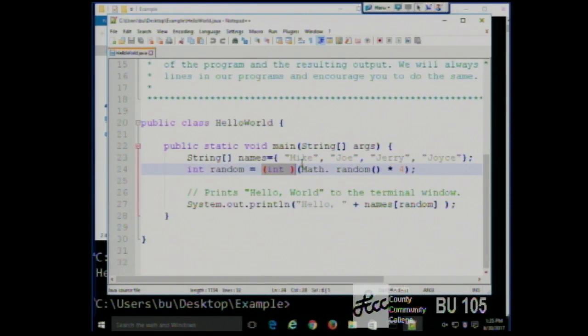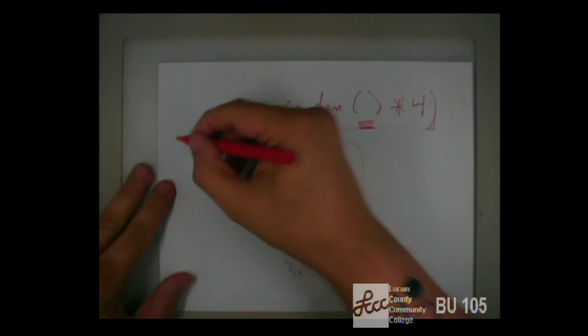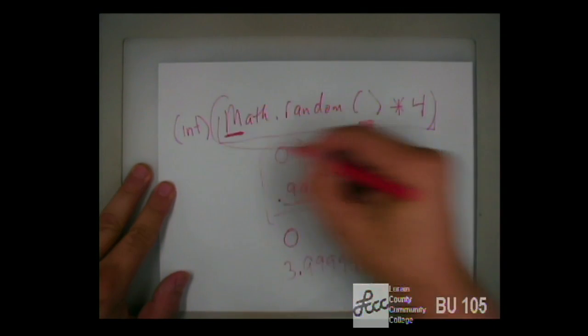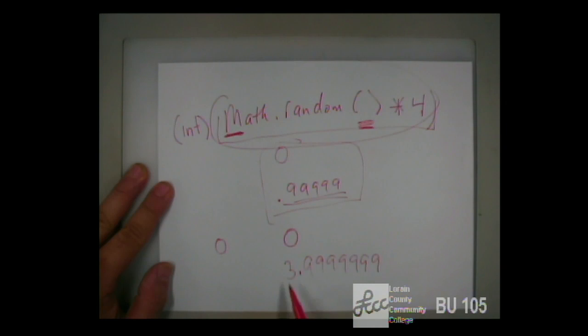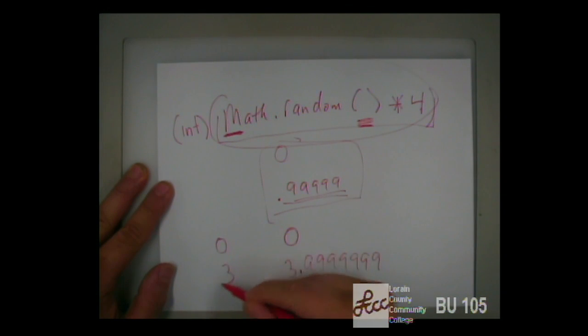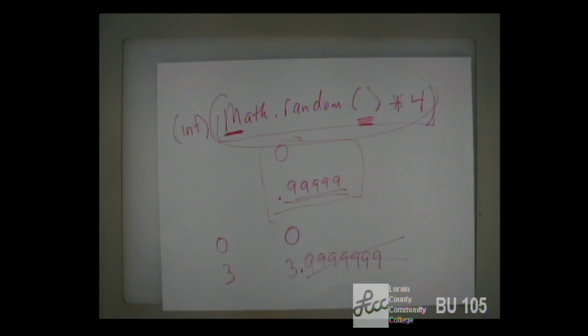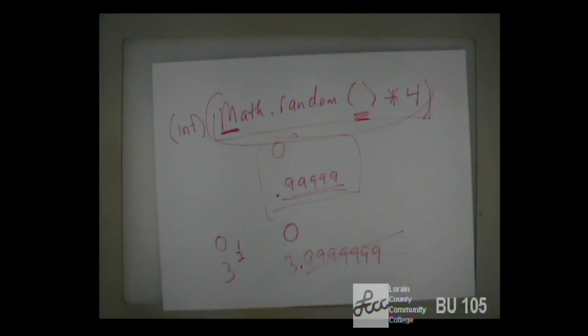Int does one thing. It converts it to an integer. Another word sometimes used in Java is that it will cast it as an integer. Cast and convert are roughly the same thing. And it does so by truncating. So the int part says convert this whole thing to an integer. So 0 converted to an integer is 0. 3.99999 converted to an integer is 3. We're just going to truncate all that. And so we can get 0, 1, 2, or 3.